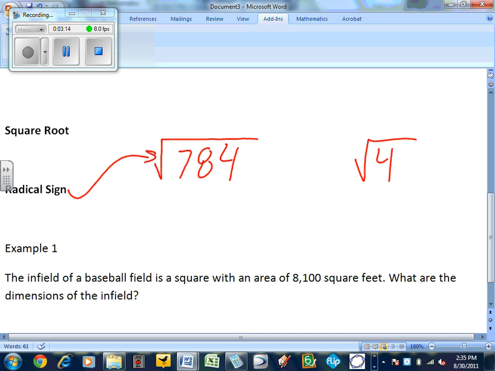How about the square root of 4? What times itself is 4? Well, we know 2 times 2 is 4. So the square root of 4 is 2.